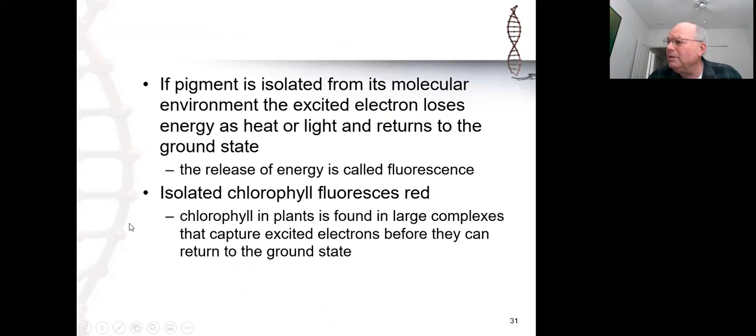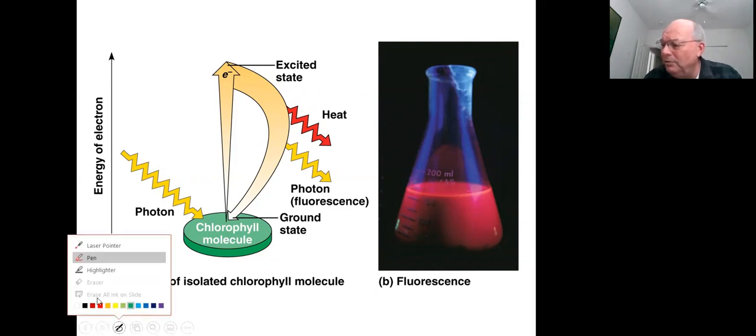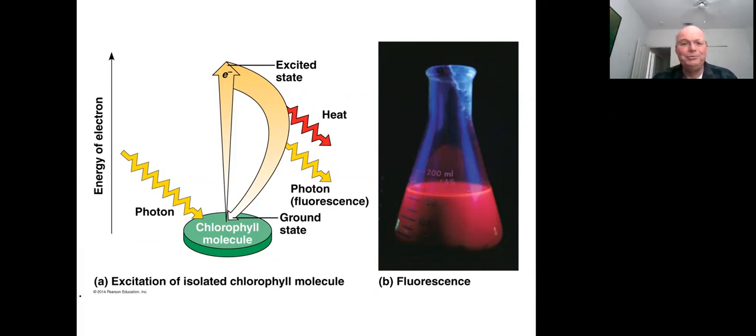Now, if the chlorophyll is isolated out of the leaf and is in solution, then there's no way to capture the excited electron, and it jumps back to its ground state. And because both the blue light and the red light excited electrons eventually jump down from the red light level, both of them give off energy in the form of a photon of red light that our eyes can detect. And that gives rise to what is referred to as fluorescence.